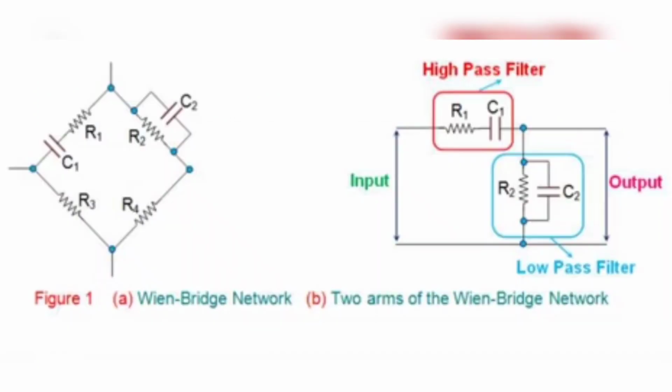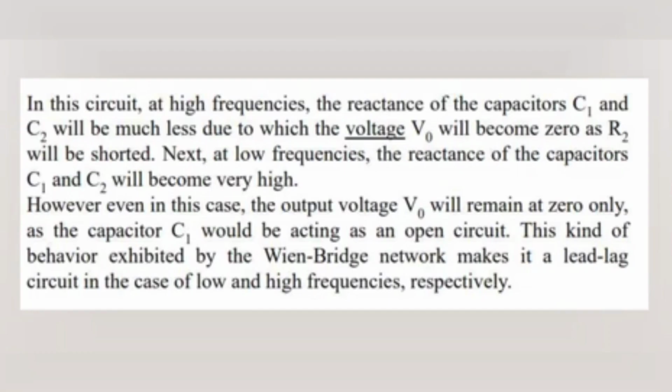In this circuit, at high frequencies, the reactance of the capacitors C1 and C2 will be much less, due to which the voltage V0 will become 0 and R2 will be shorted. Next, at low frequencies, the reactance of the capacitors C1 and C2 will become very high. However, even in this case, the output voltage V0 remains at 0 only, as the capacitor C1 would be acting as an open circuit. This kind of behavior exhibited by the Wien bridge network makes it a lead lag circuit in the case of low and high frequency respectively.